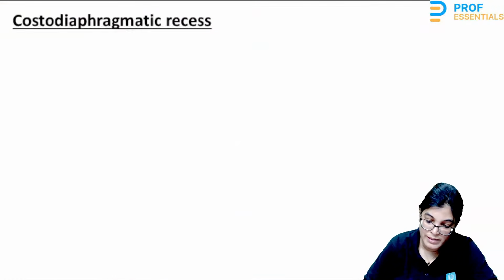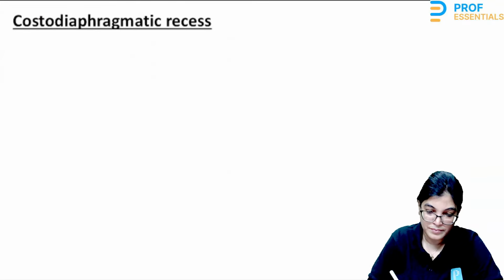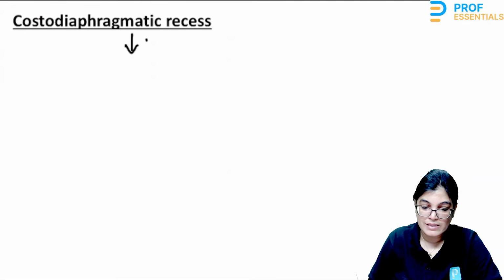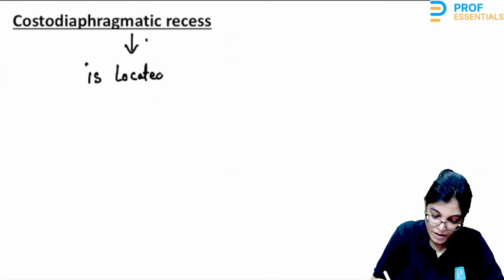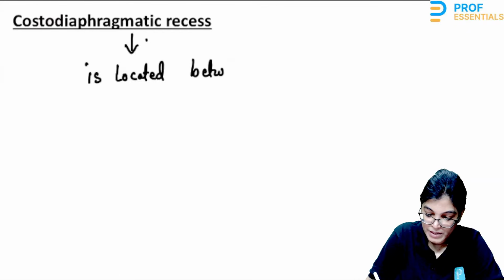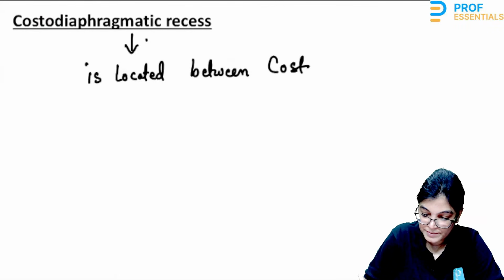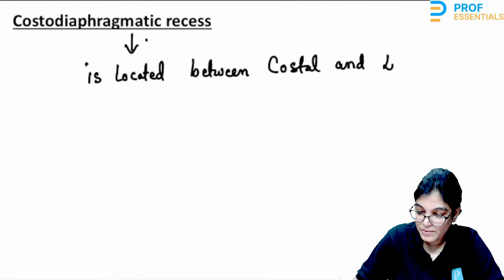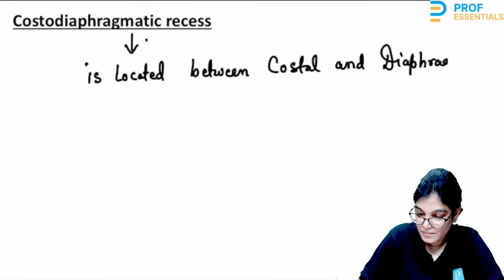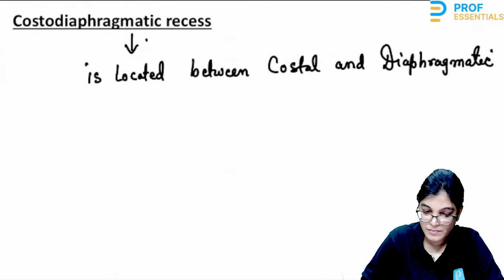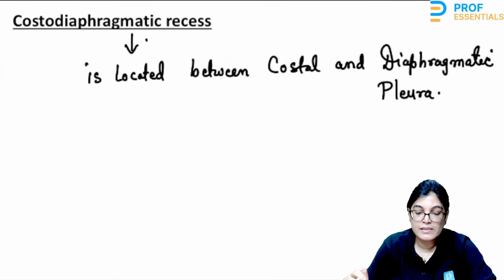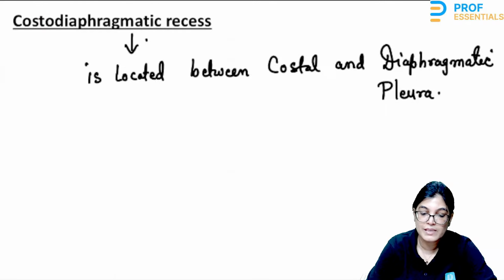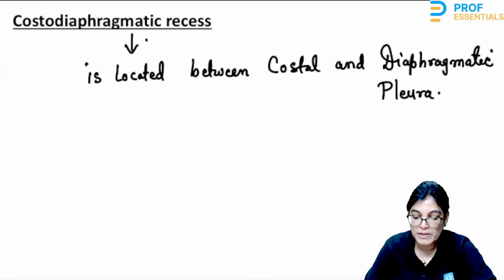Okay, so let's note this down. The costodiaphragmatic recess is located between the costal and diaphragmatic pleura. This is a very, very important recess which we have seen here.